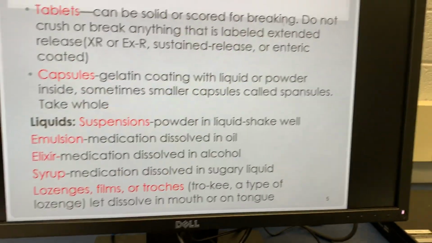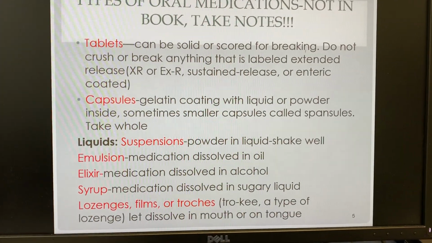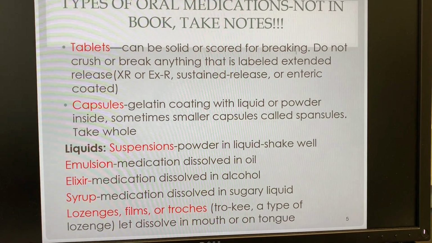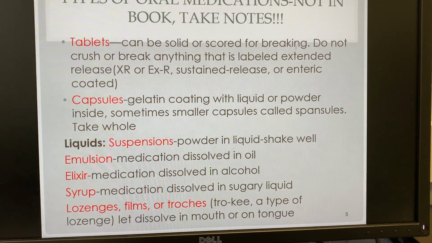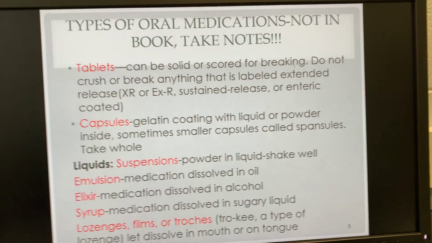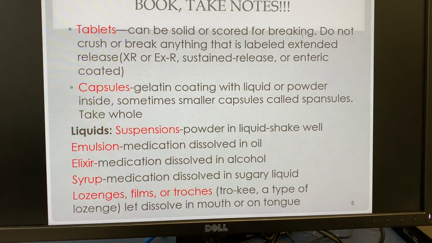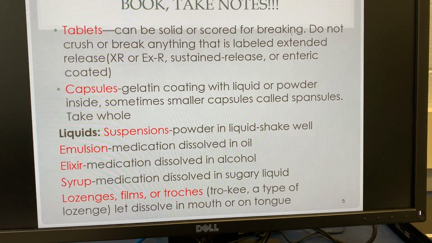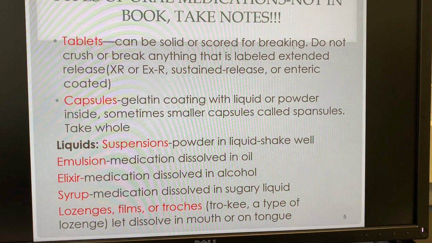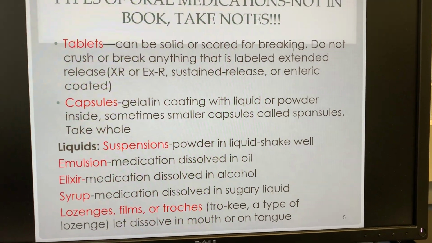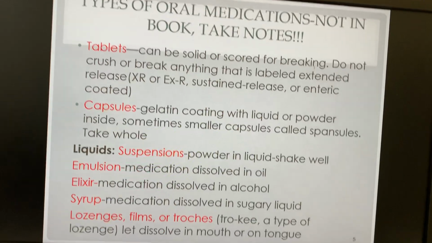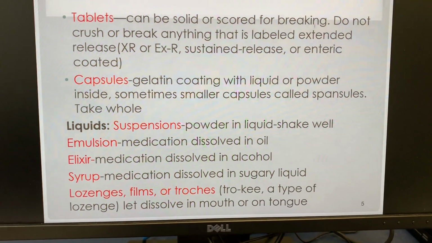And then we have a newer form of medicine that you sometimes see. These are lozenges, little films that you take out of a little plastic package, or something called a troche. Those are similar to lozenges. They usually will dissolve a little bit faster. You put these on the mouth or on the tongue and they slowly dissolve.